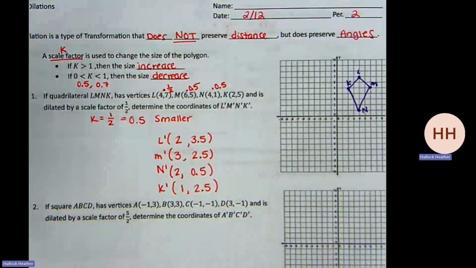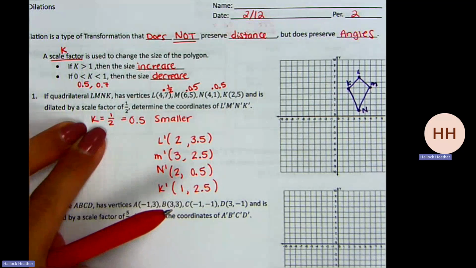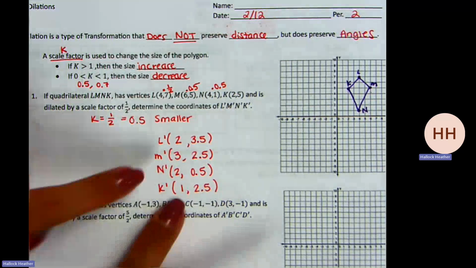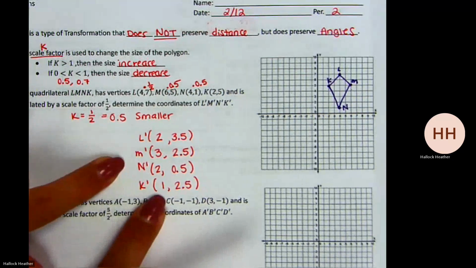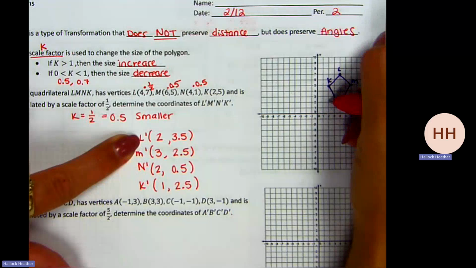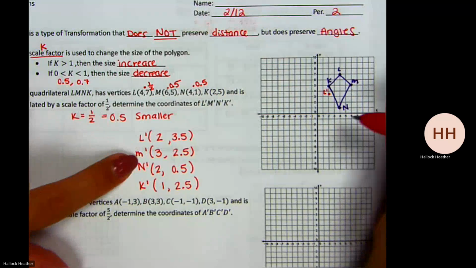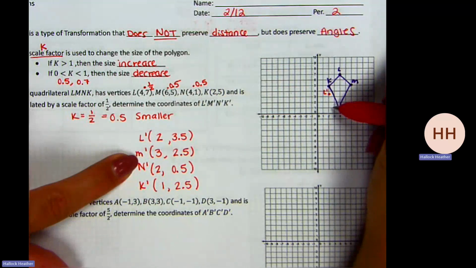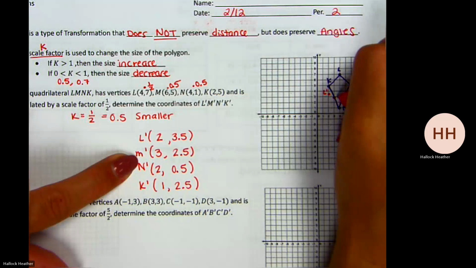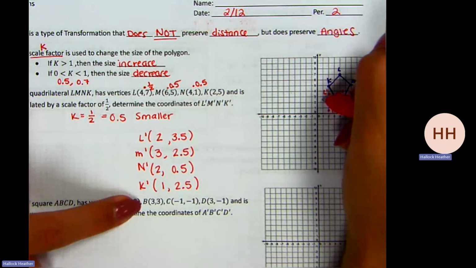So when I plot these points, it should look like the image got smaller because my K value, my scale factor, is 1/2. So it's 1/2 the size of the original shape. So I'm going to plot my new points. I'm going over 2 and up 3.5. Over 3, up 2.5. Over 2, up 1/2. And over 1, up 2.5.